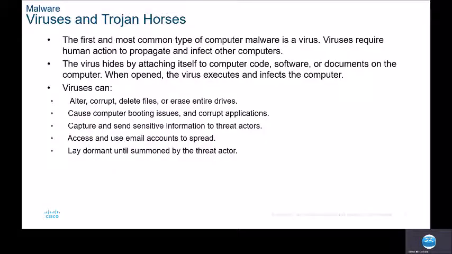Okay, so viruses and Trojan horses. The first and most common type of computer malware is a virus. Viruses require human interaction to propagate and infect other computers. The virus hides by attaching itself to computer code, software, or documents on the computer. When opened, the virus executes and infects the computer. And so they can alter, corrupt, and delete files or erase entire drives, cause computer booting issues and corrupt applications, capture and send sensitive information to threat actors, access and use email accounts to spread, and lay dormant until summoned by the threat actor.